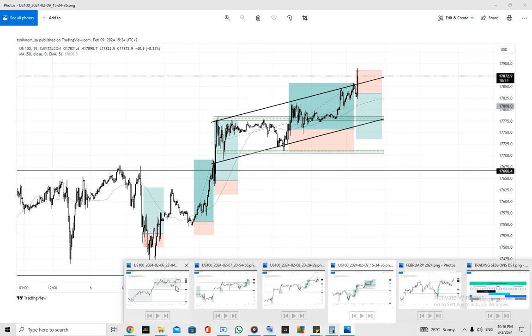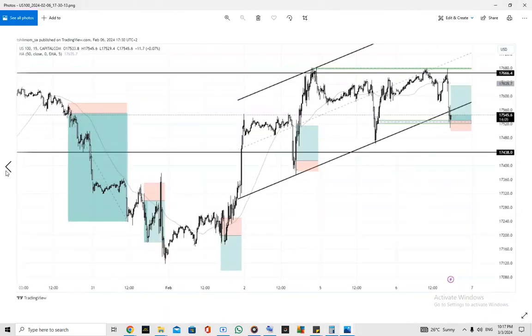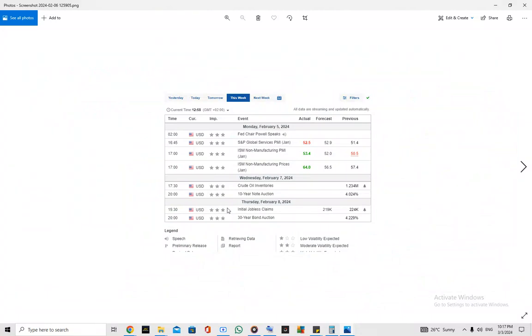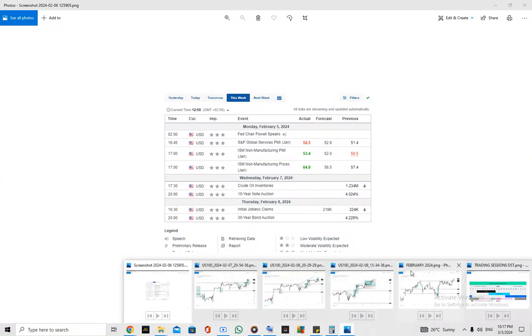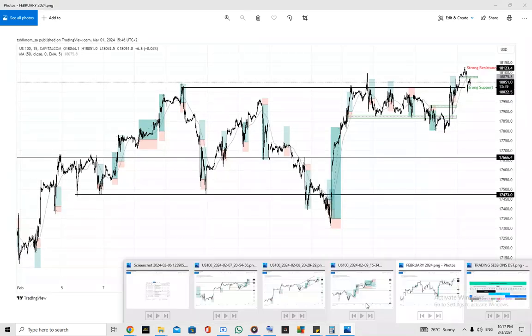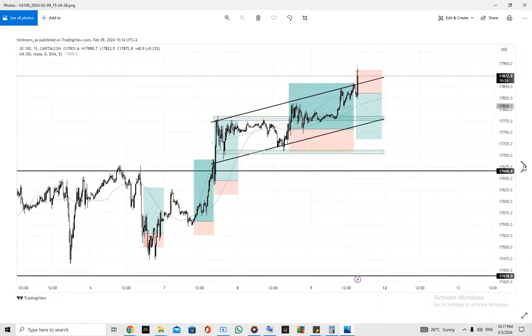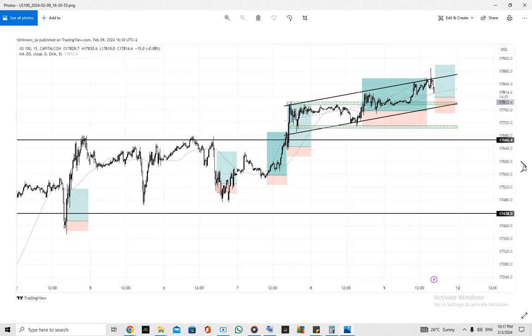Actually, I want to confirm here. Maybe this was an event. Nope, there was no event. It was just a normal day. So no fundamentals. But as you can see there, the price did. So that basically was what Nasdaq usually does, which is stop loss hunting.